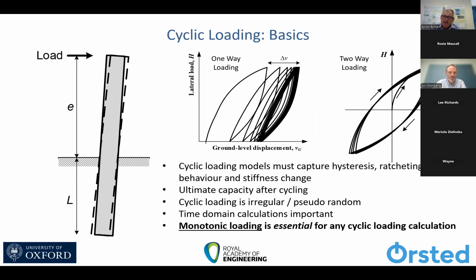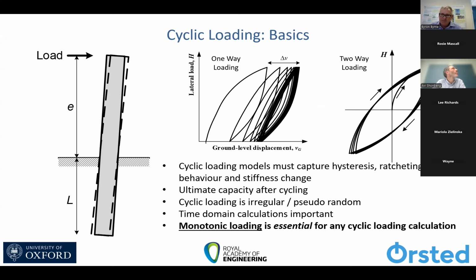For example, the middle figure shows a one-way loading going from zero to a load, whereas the figure on the right shows a loading going from, if you like, the same absolute number but different in sign, plus minus H max. And so that presents a slightly different set of behavior to that shown in the middle figure. So we need to capture all these sorts of responses. We might also want to know what is the capacity after the cycling. And we also need to remember that cyclic loading is irregular or pseudo-random. So this becomes rather complicated.